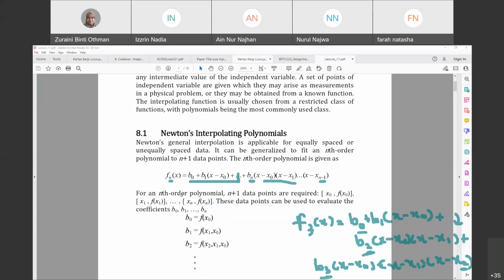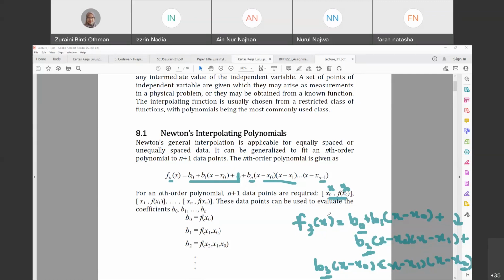Okay, for an nth order polynomial, n plus 1 data points are required. This is what we call the coordinate (x0, f(x0)), which means x0, y0. Then x1, y1, up to xn, yn. This is the coordinate point.